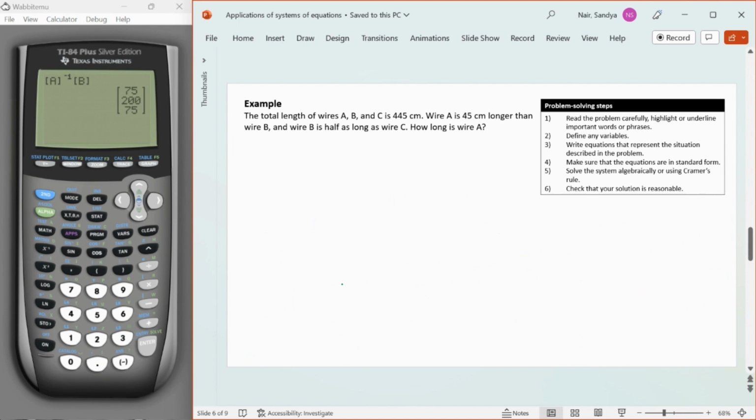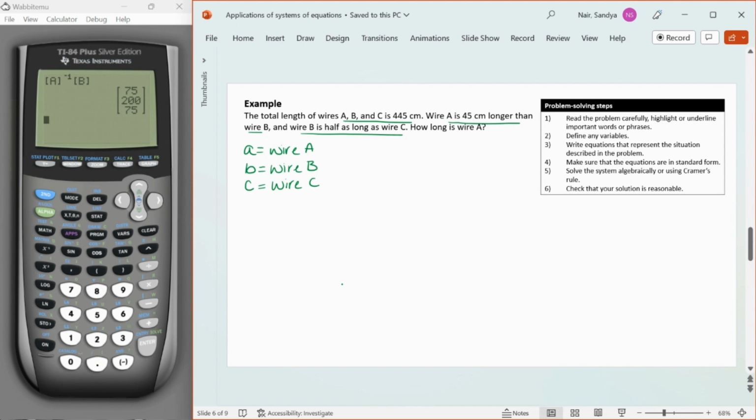It says the total length of wires A, B, and C is 445 centimeters. Wire A is 45 centimeters longer than wire B, and wire B is half as long as wire C. How long is wire A? Well, here, once again, we have 3 unknowns, right? We don't know the length of wire A, wire B, and wire C. So if you want to, you can just leave them as these variables. You don't have to change them to X, Y, and Z unless you really want to. I'm just going to leave them as A, B, and C since that's actually what we're solving for in this problem.